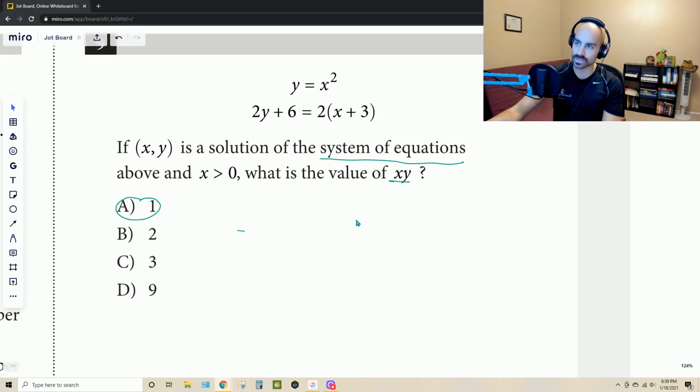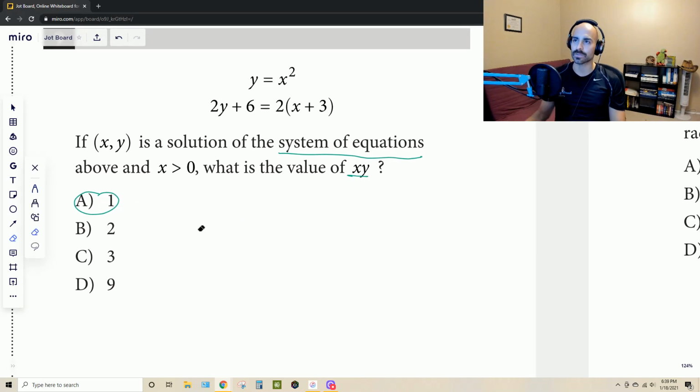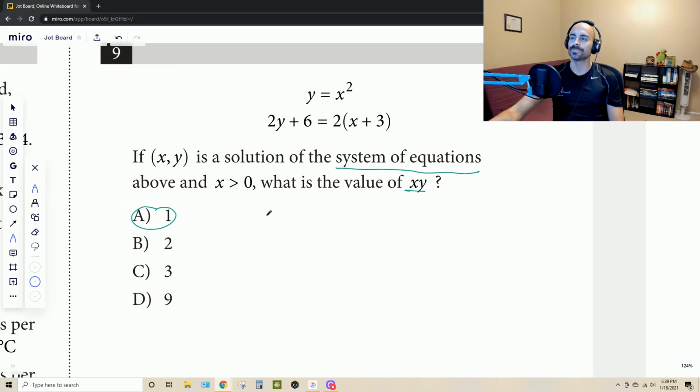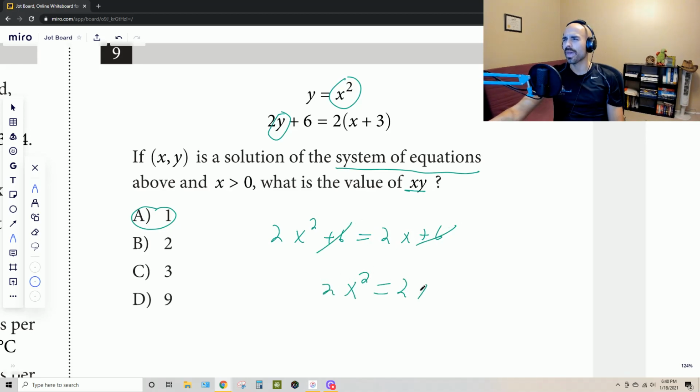Alternatively, if you wanted to go for substitution, which I actually tend to favor myself at times, what we can do is replace y here with x squared because we're saying that y equals x squared. So you'd have 2x squared plus 6 equals 2x plus 6. Then again, those 6's would just get crossed out, and you have 2x squared equals 2x.